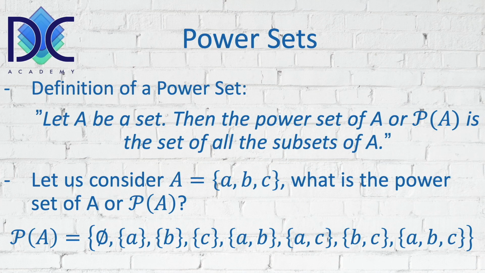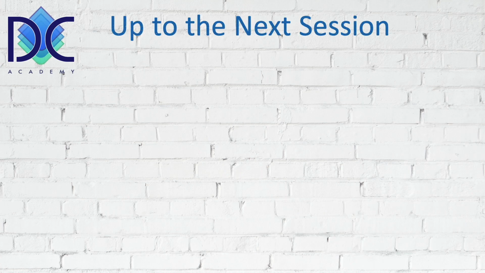So in this case, the first subset is the empty set. Then we have the three singletons a, b, and c. Then we have the sets {a, b}, {a, c}, and {b, c}. And the final set is A itself, {a, b, c}. So these were very important definitions related to sets, and we will be using them later in the course in discrete mathematics.